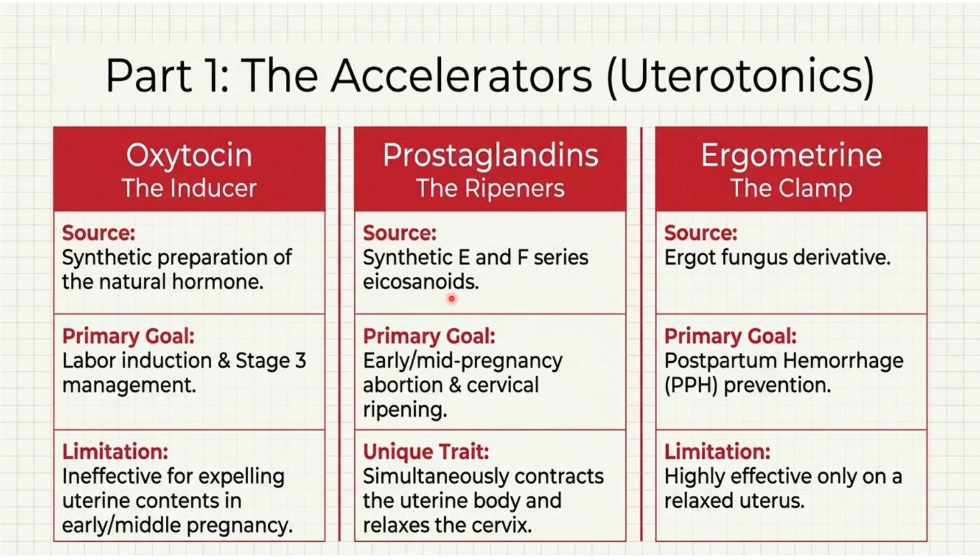For the prostaglandins, usually they are synthetically prepared. Prostaglandin E1, E2, and F2 alpha, which are types under the class of eicosanoids.